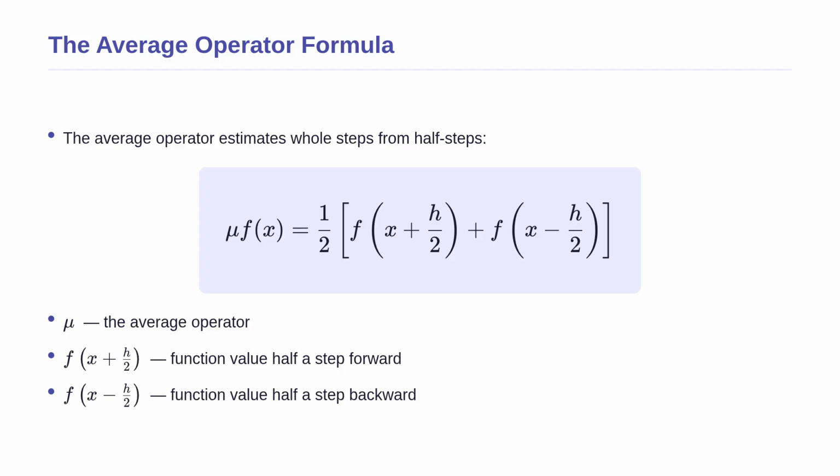It is very intuitive. It simply takes the function value half a step forward, adds the function value half a step backward, and divides by 2 to find the middle ground. By pairing the central difference operator with this average operator, we can build advanced interpolation formulas that only require data at whole steps. This combination is essential for applying these highly accurate mathematical concepts to everyday discrete data sets.